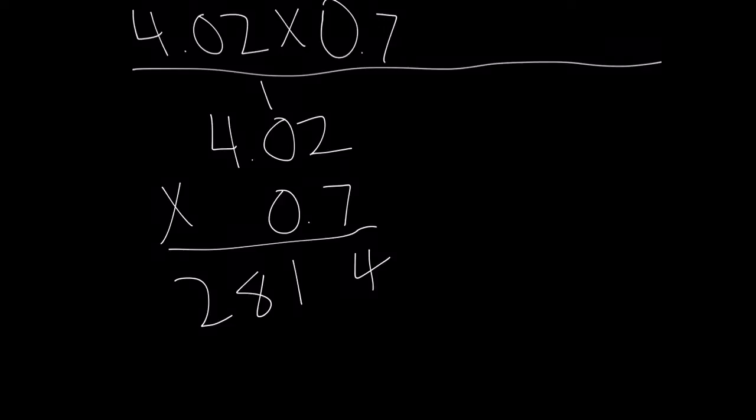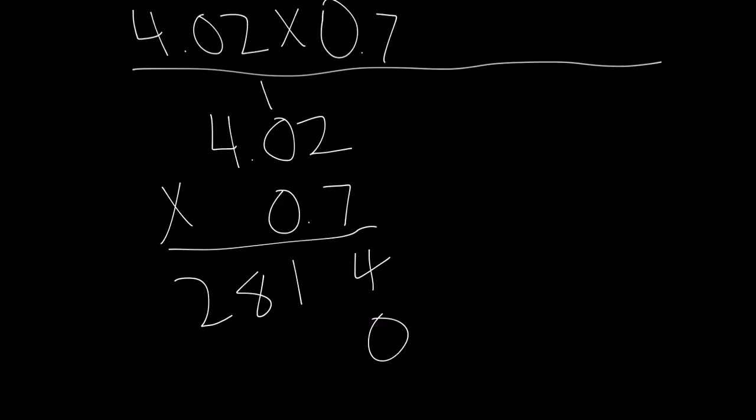Then you need to do a placeholder. 0. 0 times 2 is 0. 0 times 0 is 0. 0 times 4 is 0. So your answer is 22 and 8 on 4.